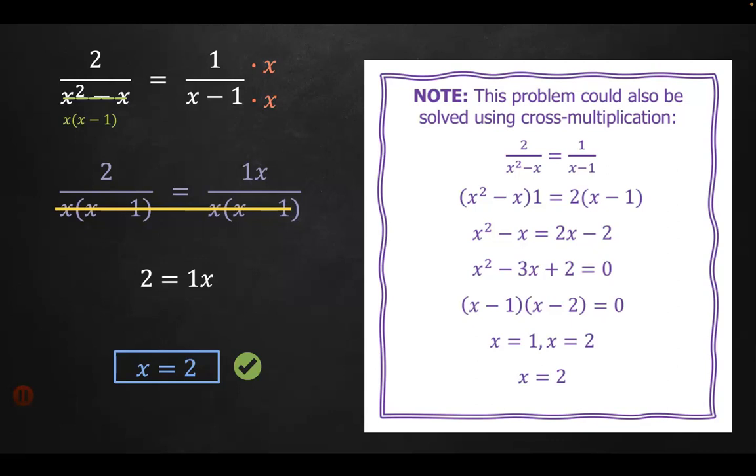So notice that the answer is still, again, x is equal to 2, so both ways are going to get you the same answer. Now, it's not like one's going to be easier than the other. It really depends on the equation. So whichever way you're more comfortable with is fine to use.